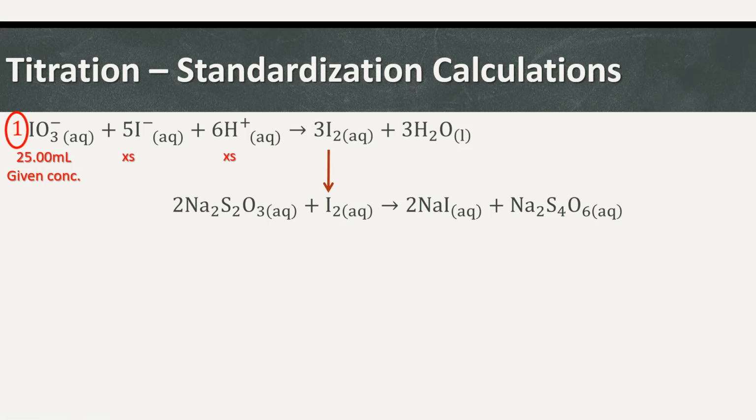For every 1 iodate, we produce 3 moles of iodine. And then for every mole of iodine that we have produced, we can calculate that amount and titrate it with 2 moles of sodium thiosulfate. We do not know the concentration of the sodium thiosulfate, but our analysis can help us derive that value. We will have the volume from the titration that we read from the burette.